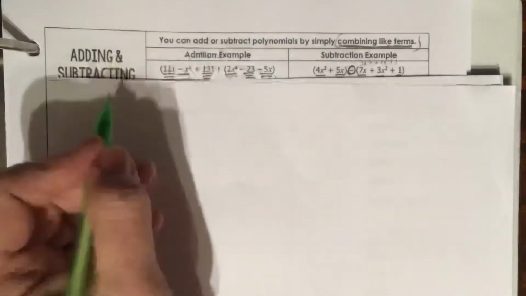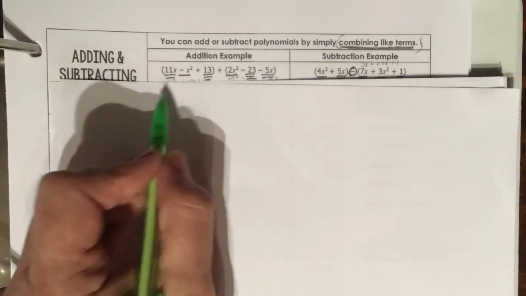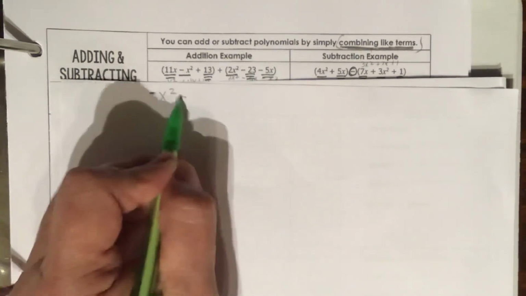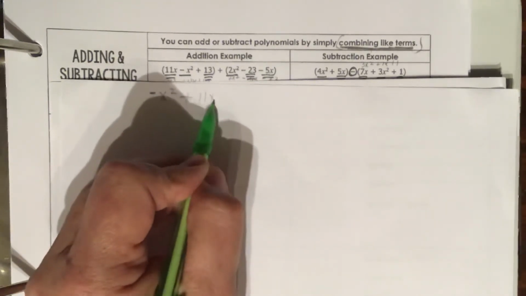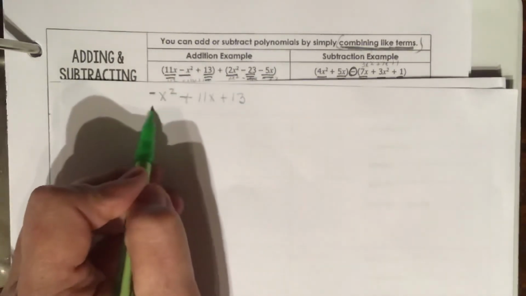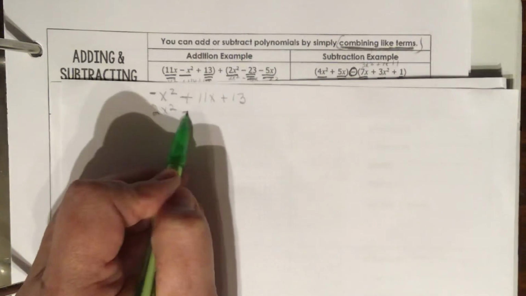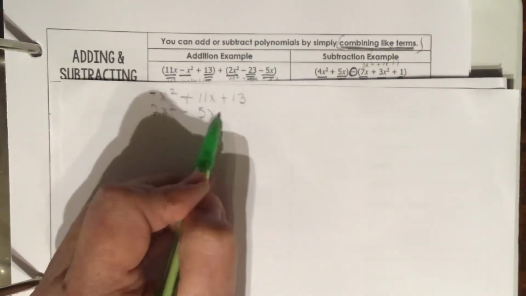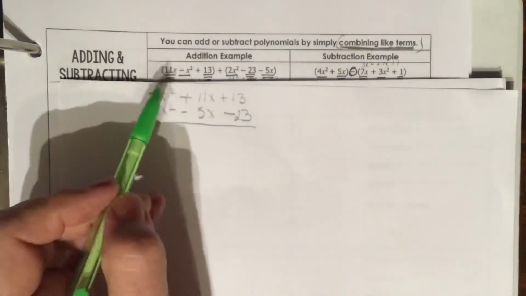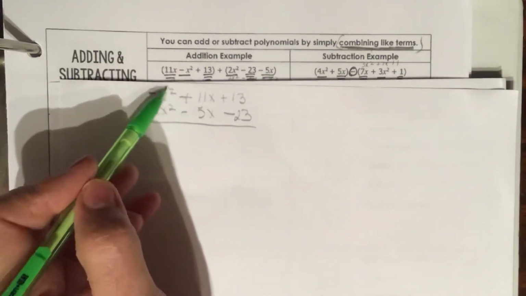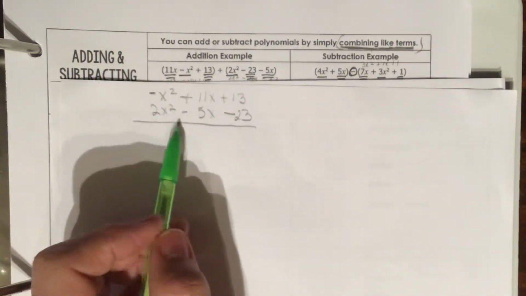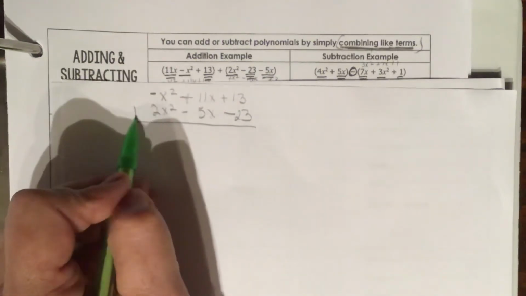Well, the main thing that I would do is first you've got to get it in order. So you would have a negative x squared plus 11x plus 13. And I'll put them up and down. You have a 2x squared minus 5x minus 23. So once I get them in order, from your highest exponent to your lowest, then you add.